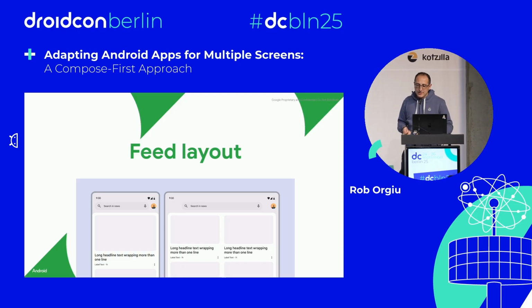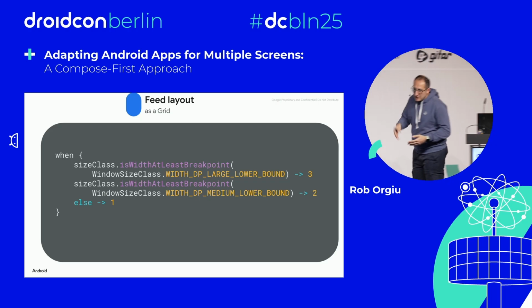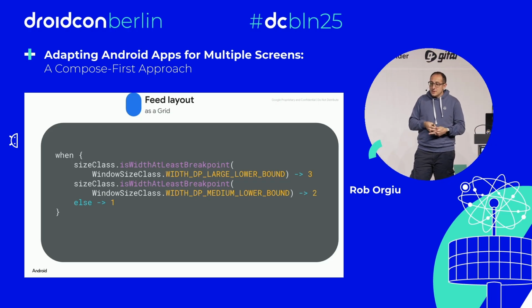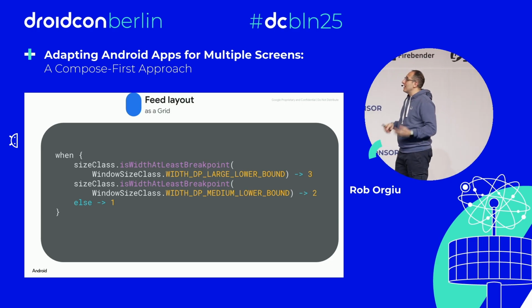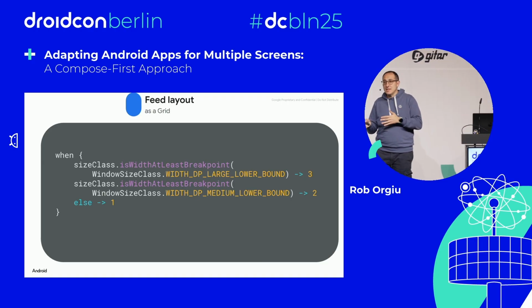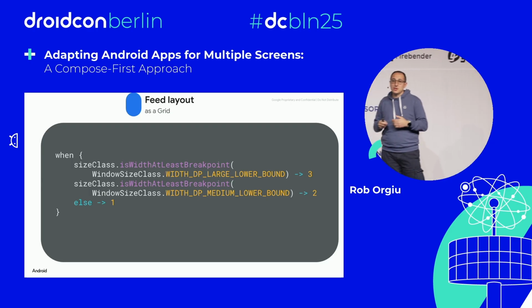So how do we do that? Depending on the window size class that we checked earlier, we can change the number of columns so that when your app is at least in a large window size class, you can show 3 columns, for instance. When it's in a medium or expanded one, it can be 2 columns, or revert to 1 on compact phones.